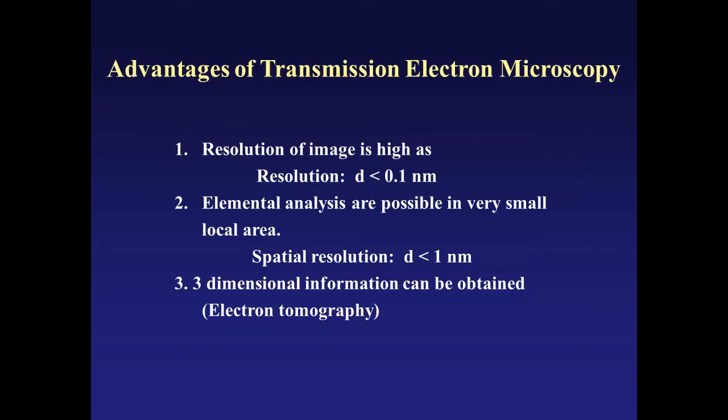Okay, to summarize, the advantages of the transmission microscope are these. We can make high resolution imaging. Resolution is now approximately 0.1 nanometer order, that's 1 angstrom order. And elemental analysis is possible in a small area, approximately 1 nanometer order. Also, with a combination of the newly developed electron tomography technique, we can observe three-dimensional information. Not only two-dimensional projection, but three-dimensional depth information can also be available.